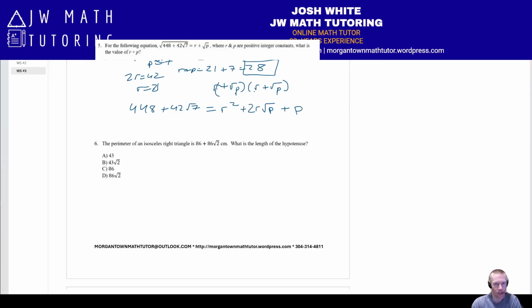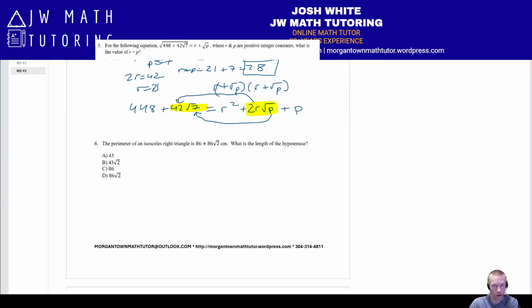Okay, so now you can basically match up the like terms. So this has to match up with this. Basically the p has to equal 7 and 2r has to equal 42. So that's where it comes from, really.